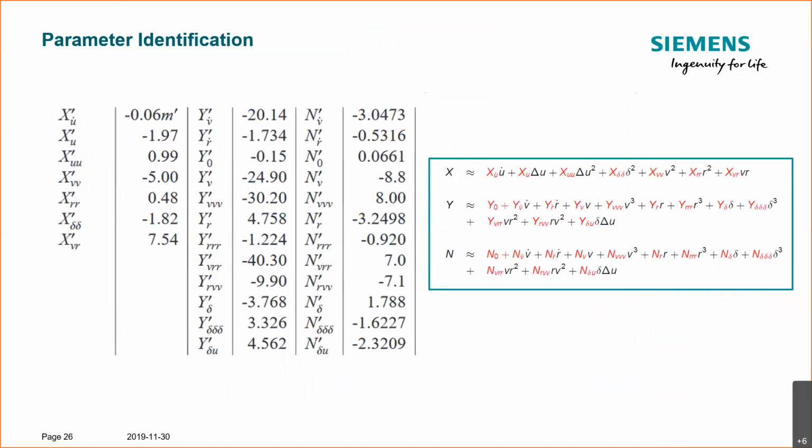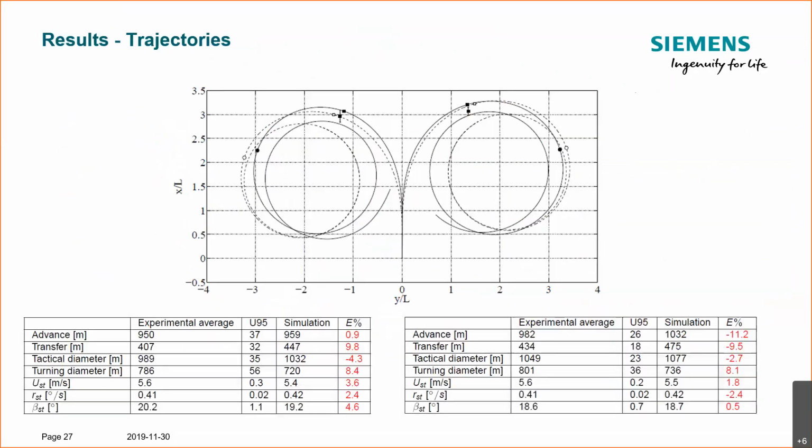So finally, upon application of regression analysis, we arrive at a fully populated mathematical model. So these are the coefficients here. That's very much reduced compared to the original model that I've shown. And these are the results if you solve the equations of motion. Hard rudder turning maneuver of 35 degrees rudder angle to port and starboard. You can see here that the simulation results are in fairly good agreement. The maximum deviation is for the starboard turn, to starboard advance, of 11%.